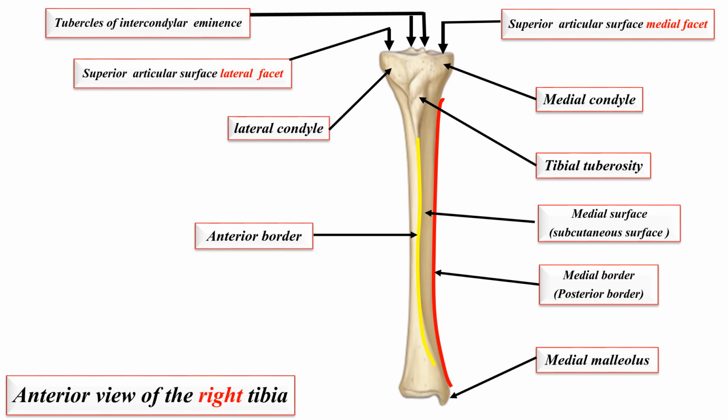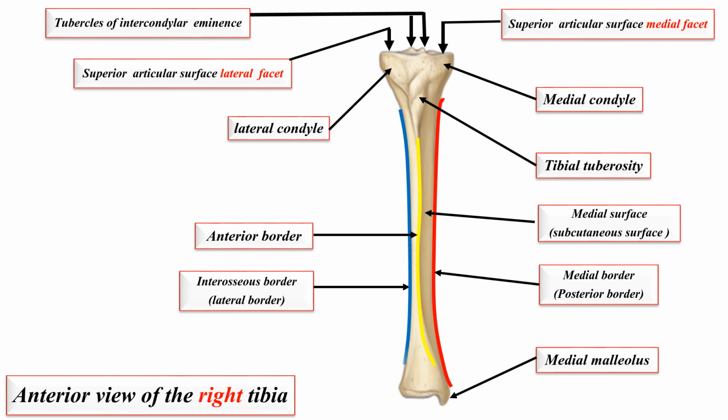The upper part of the medial surface provides an attachment for muscles like sartorius, gracilis, and semitendinosus muscle. Also, it provides an attachment for the medial collateral ligament. This is the interosseous border or the lateral border here. Between the lateral border and the anterior border, this is the lateral surface or the extensor surface. The interosseous border is a sharp border. It provides an attachment for the interosseous membrane.